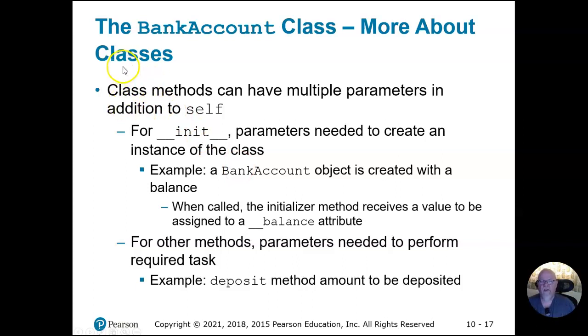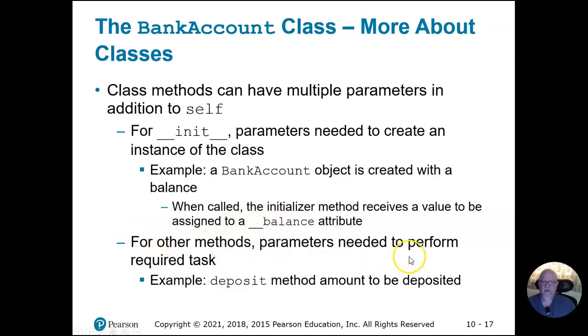Now, the next thing we're going to talk about is the bank account class. And class methods can have multiple parameters in addition to just self. For the init parameters, we needed to create an instance of the class. For example, a bank account object is created with a balance. So the init method just has self in it. We can also put other parameters inside those parentheses. When called, the initializer method receives a value to be assigned to the underscore underscore balance. Remember, we want our data attributes to be hidden, so we put the underscore underscore in front of them.